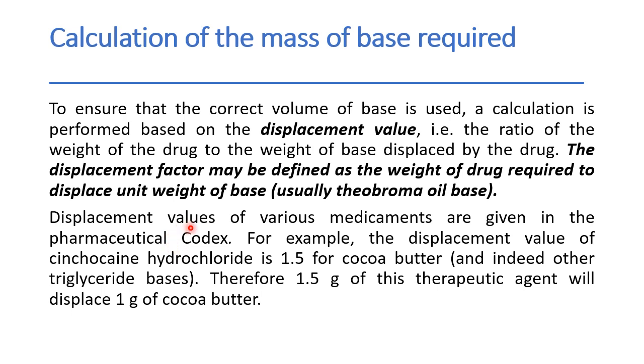Displacement values of various medicaments are given in the Pharmaceutical Codex. For example, the displacement value of cinchocaine hydrochloride is 1.5 for cocoa butter. That means 1.5 grams of the active ingredient, which is cinchocaine hydrochloride, can displace 1 gram of cocoa butter. And we know that a solid can displace an equal volume of liquid.